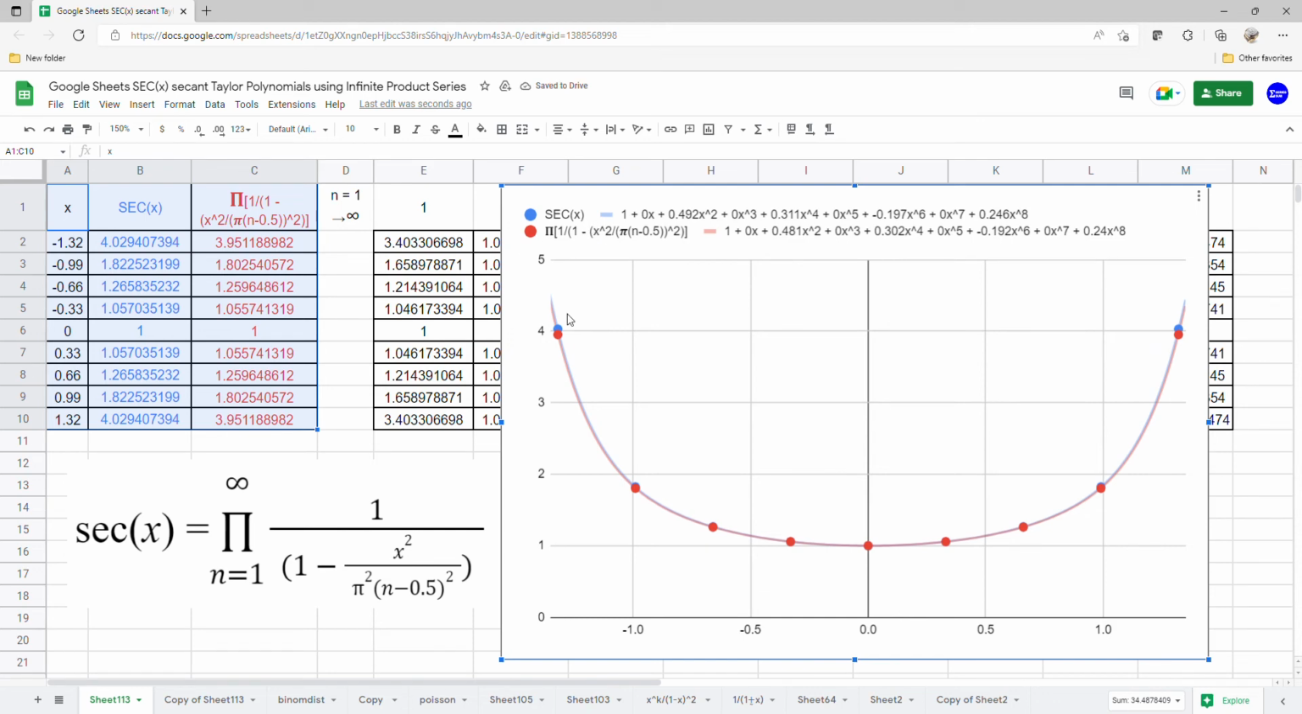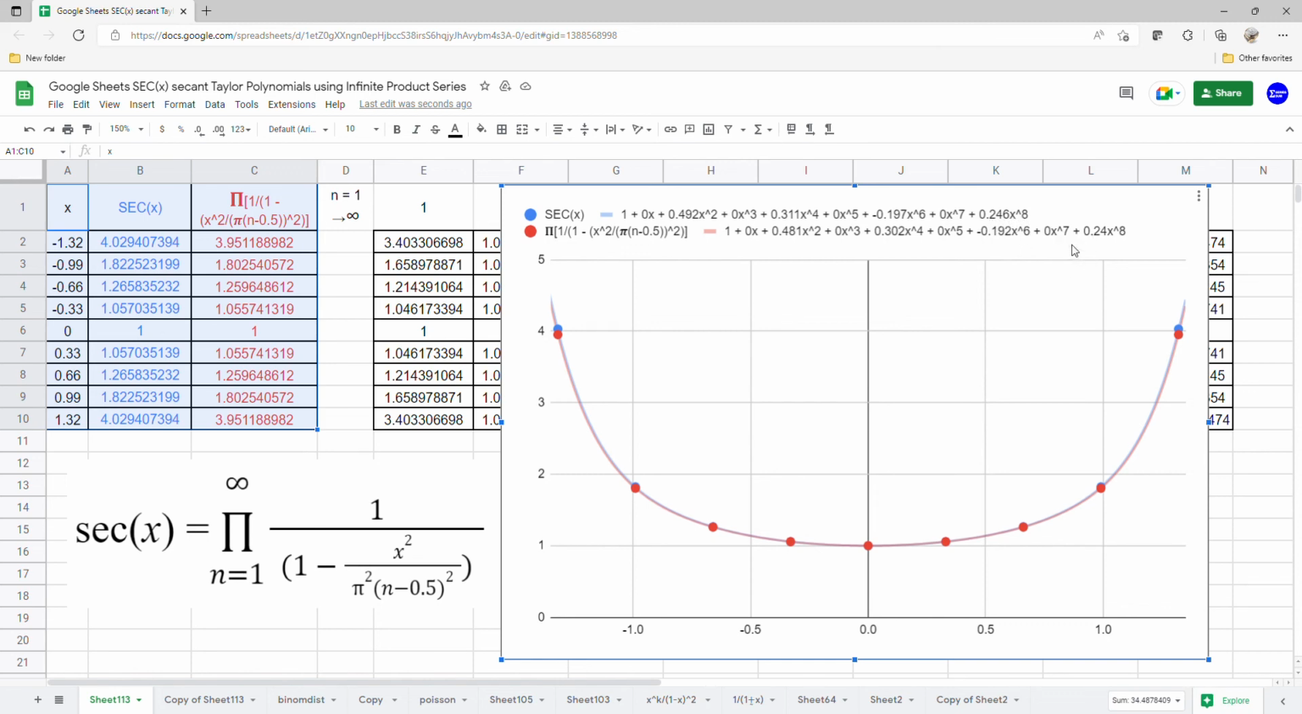The polynomials are the same, the trend lines are collinear, starting with the x to the 0, that's 1, 0x, 0.492 x squared, 0.481 x squared, so there's an error, 0x cubed, 0.311 x to the 4th, 0.302 x to the 4th, 0x to the 5th, negative 0.197 x to the 6th, negative 0.192 x to the 6th, 0x to the 7th, 0.246 x to the 8th, 0.24 x to the 8th.